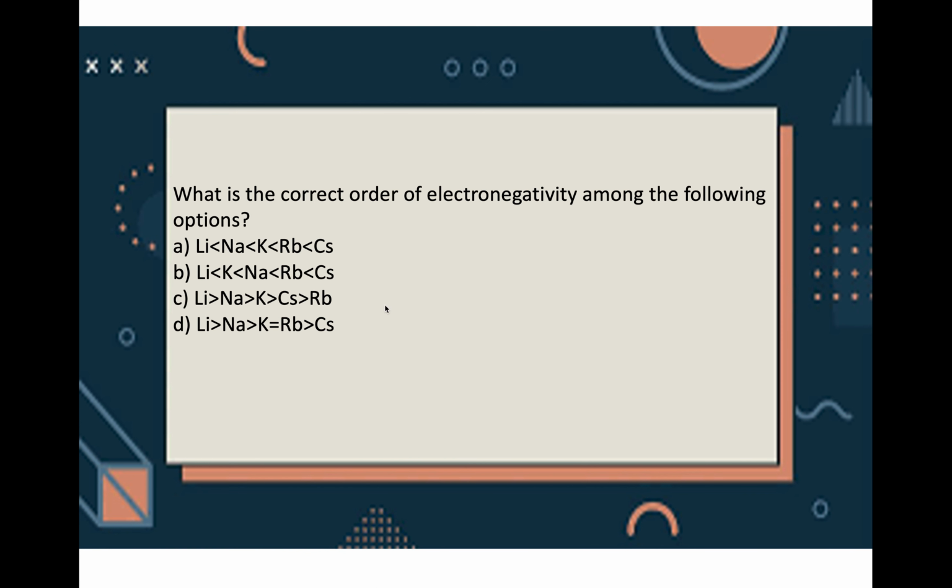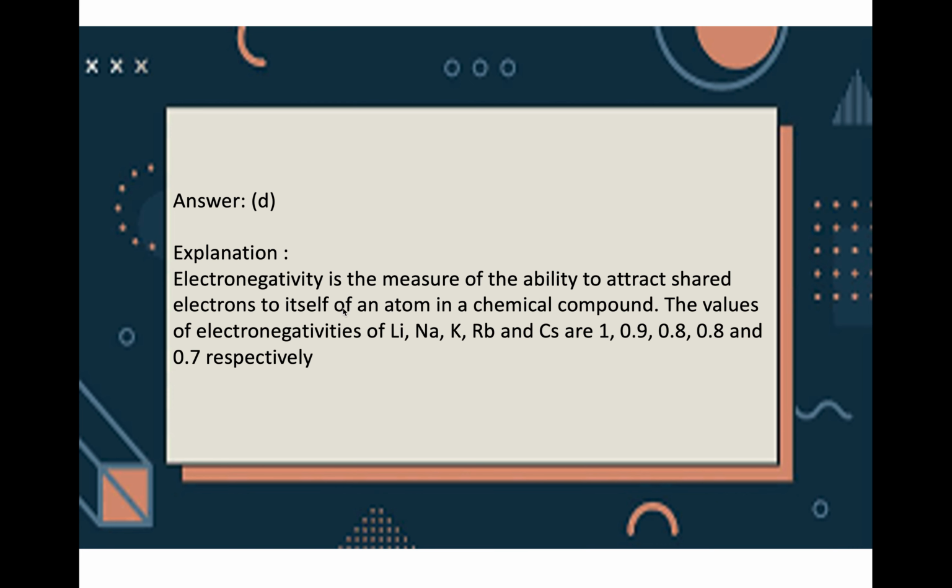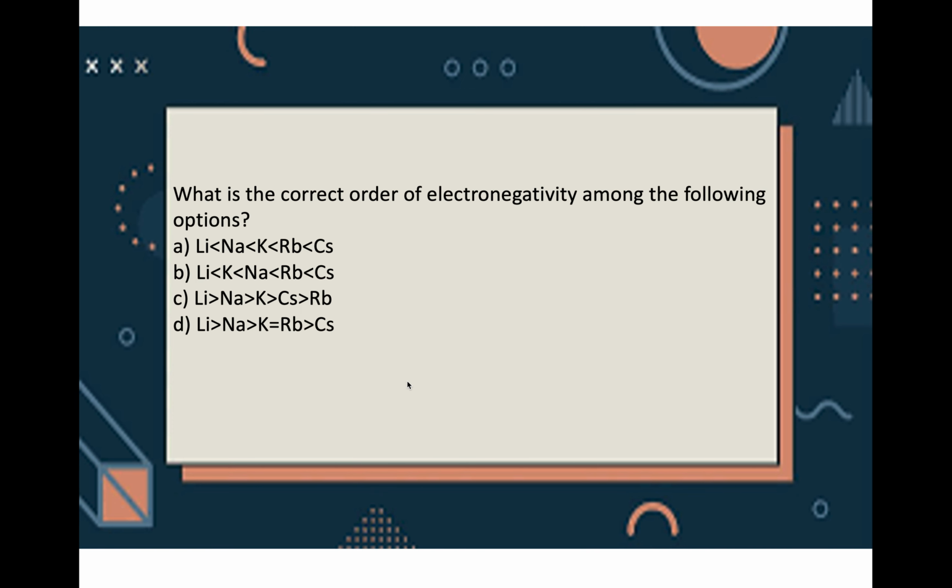The next question is: what is the correct order of electronegativity among the following options? You can see the four options here. The correct option is D, that is lithium, sodium, potassium, rubidium, cesium. Because what is electronegativity? It is the ability of an atom to attract the shared electron pair to itself. The values of electronegativity of these elements are 1, 0.9, 0.8, 0.8 and 0.7 respectively. This symbol is wrong. It should be a greater than symbol. Wrongly it is given as equal to.